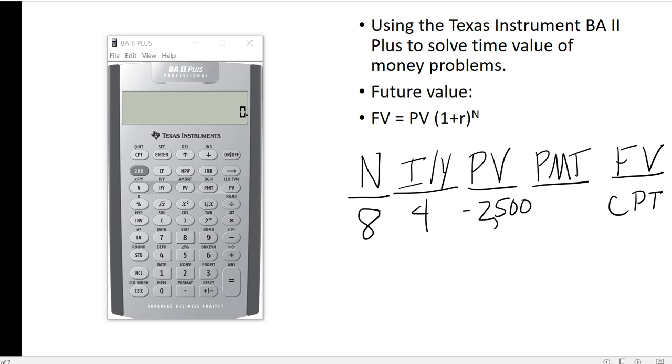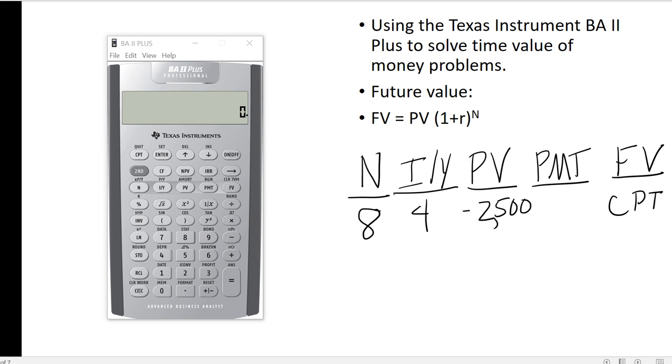One thing that is super important about using the BA2 Plus is that you need to always clear time value of money. This is a very intelligent calculator and it stores numbers. So you want to always make sure that you clear time value of money before you do any problem. Otherwise, you may get the incorrect answer even though you're putting the numbers in correctly.